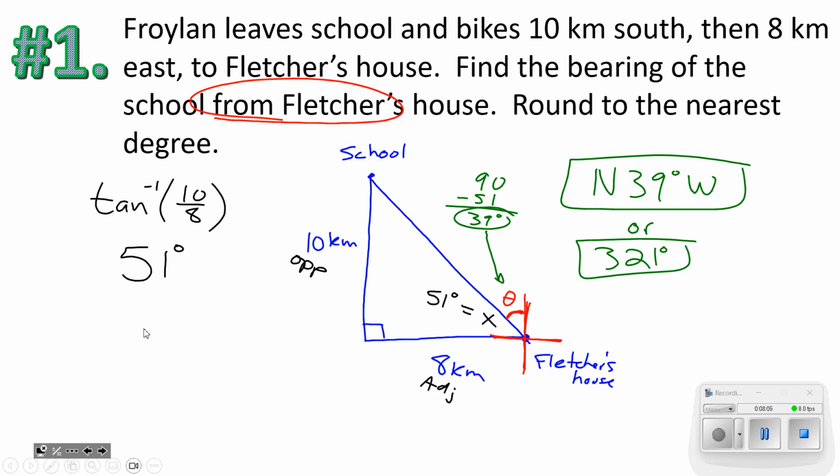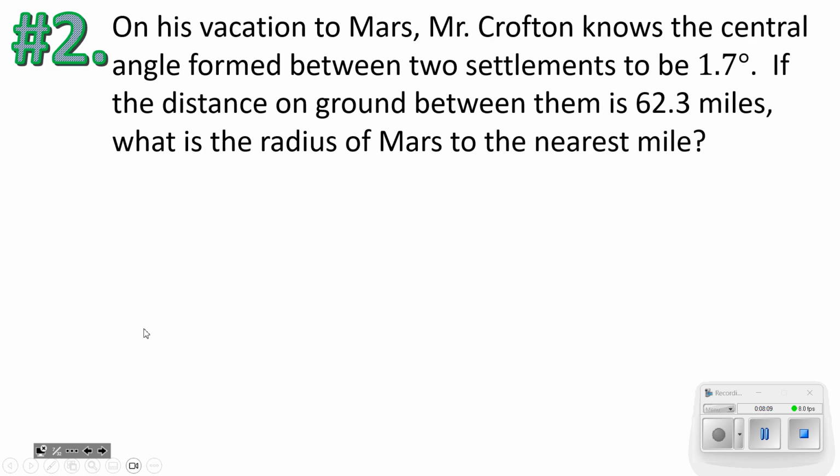First problem down. All right, let's continue. Number 2. Again, pause it, try it out on your own.